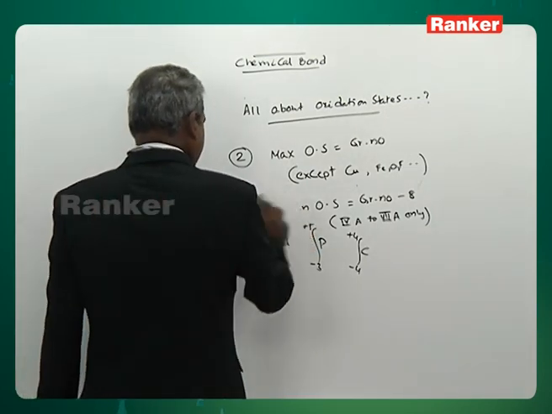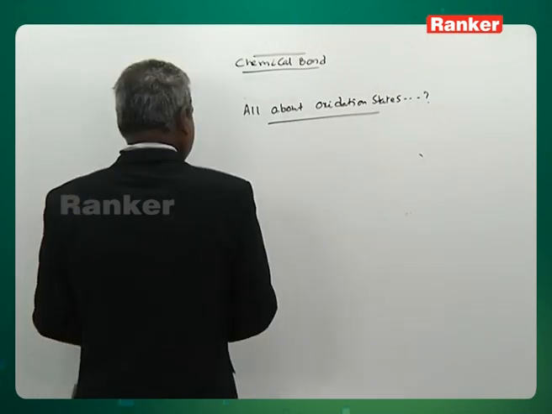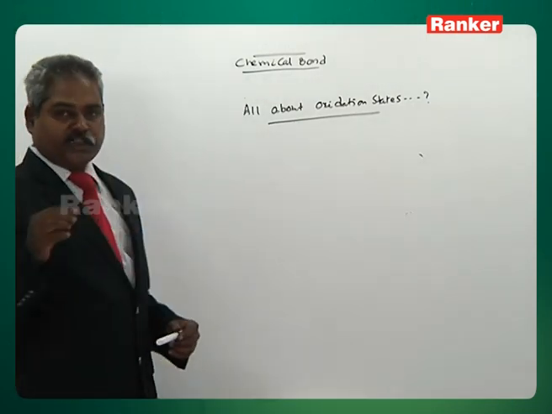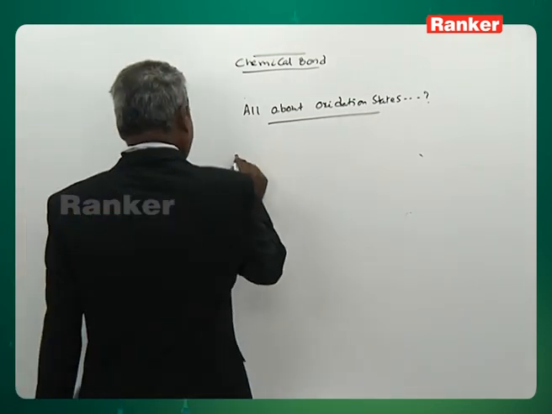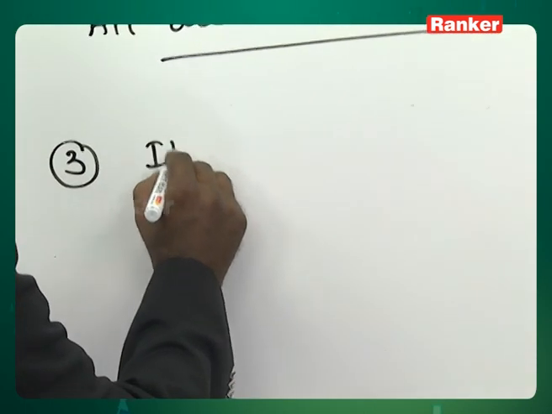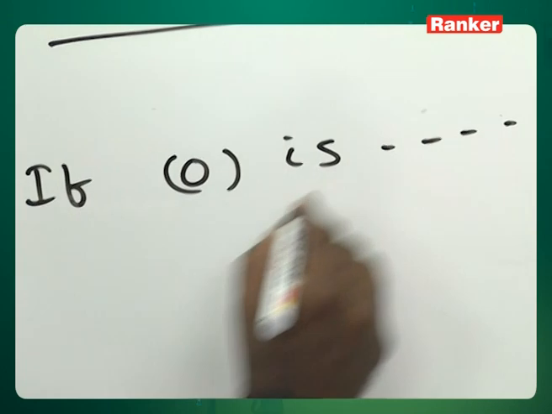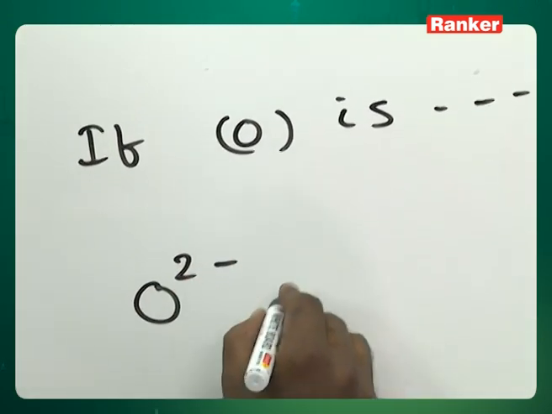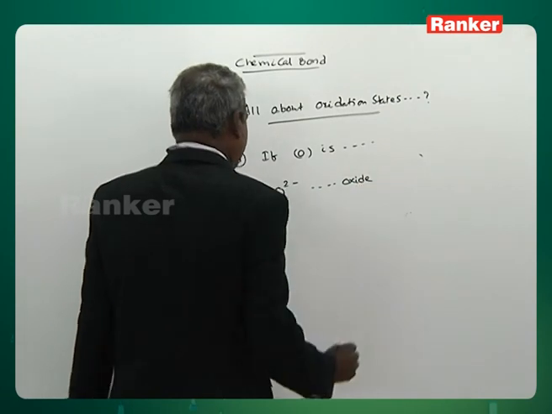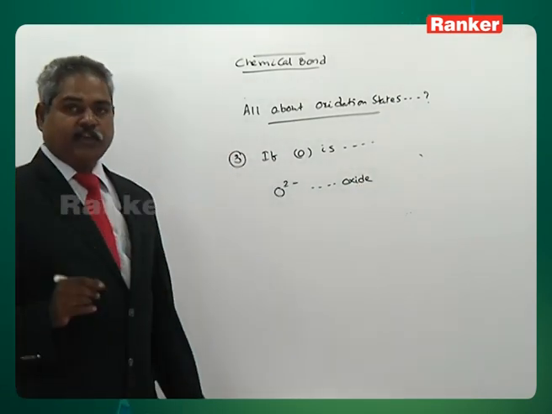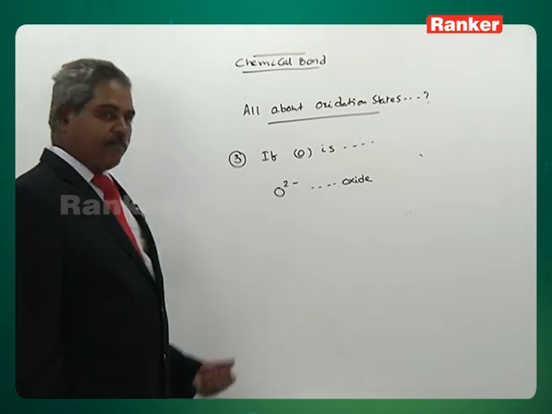Now, the third and the last rule. First rule is about fixed oxidation state, second rule is about maximum and minimum. Third one: if oxygen is O2 minus, then the compound is called an oxide. If oxygen gets an oxidation state of minus 2, then it is an oxide.